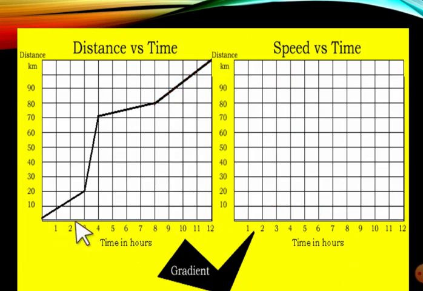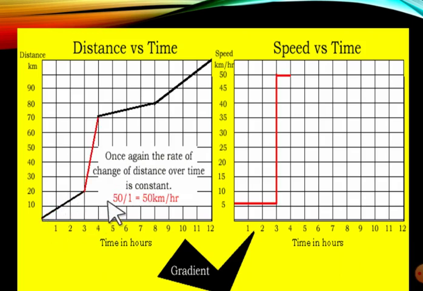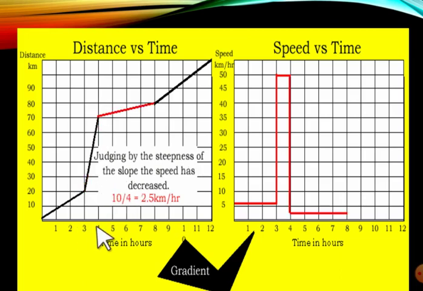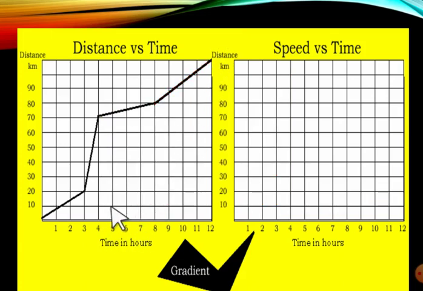The time duration for this graph is from 0 to 3, so time is 3 seconds, and the change in velocity, 20 minus 0, is 20. Now here the change in velocity, 70 minus 20, is 50. Time is 3 to 4, that is only 1 second. And from here it is 80 to 70, that means 10 divided by 4 seconds. And in this, the change in velocity is 30. Time is how much? 4.